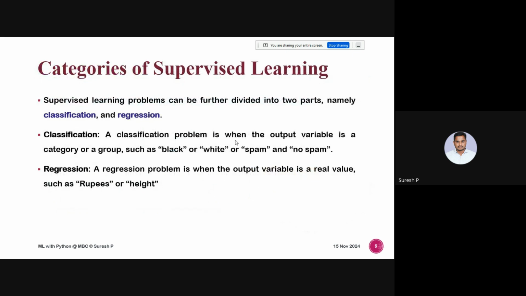So in the supervised learning algorithm, we all know that we have two major techniques. One is regression, another one is classification. We all know about regression. We have simple linear regression and also multiple linear regression. With the help of that, you are able to predict something.